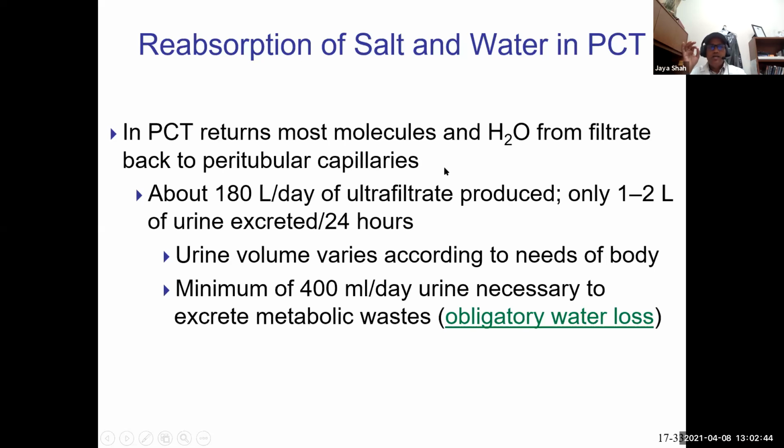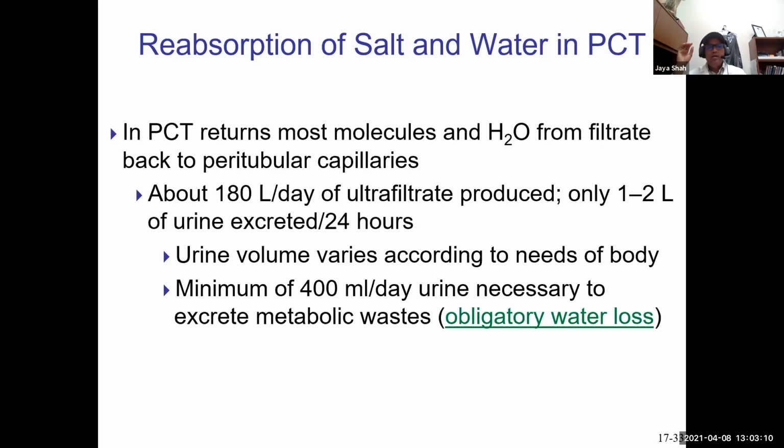So first, reabsorption is the return of molecules and water from the tubules into the blood vessel, into the interstitial space. In the proximal tubule, we reabsorb almost 65% of the filtrate.